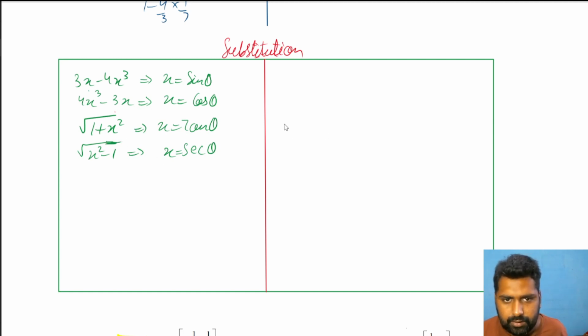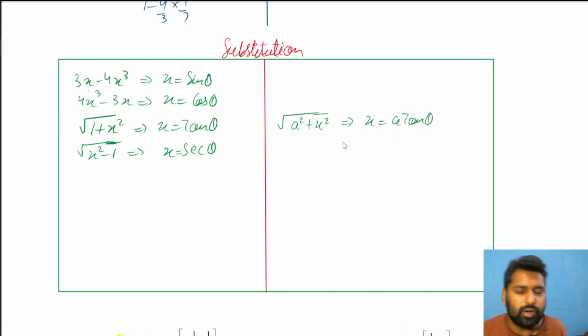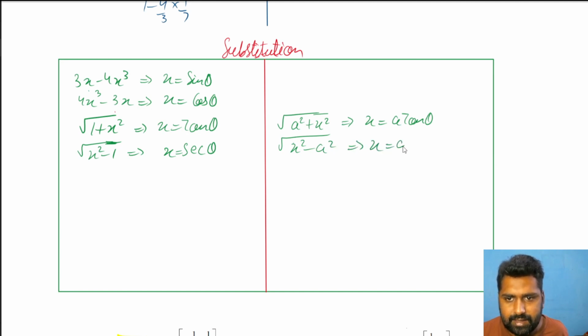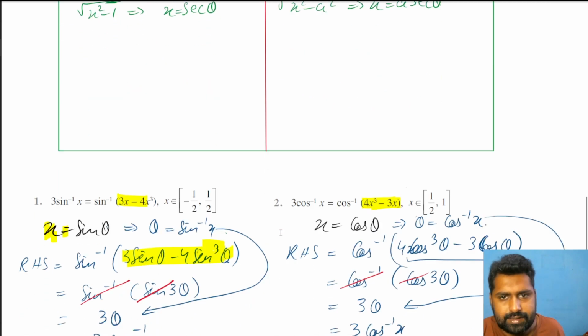Another variation comes like this. Instead of 1 plus x square, you can have a square plus x square. So you just replace x with a tan theta, so that a gets common, and you can still apply the 1 plus tan square property. Similarly here also, if you have x square minus a square, you put the substitution as a sec theta. So pretty much same idea. It's just that if some number a is there, you use a tan theta, a sec theta. Let's see the question now.